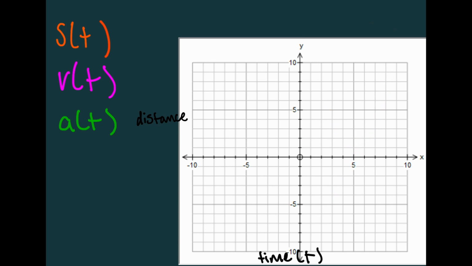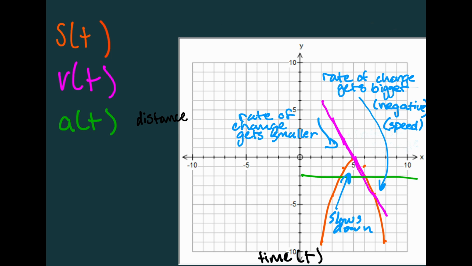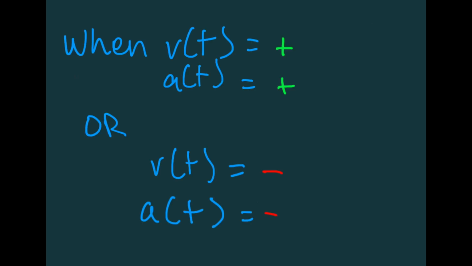Negative x to x squared, slowing down, speeding up. To sum up, when v of t and a of t are the same sign, the object speeds up. When v of t and a of t are the opposite sign, the object slows down.